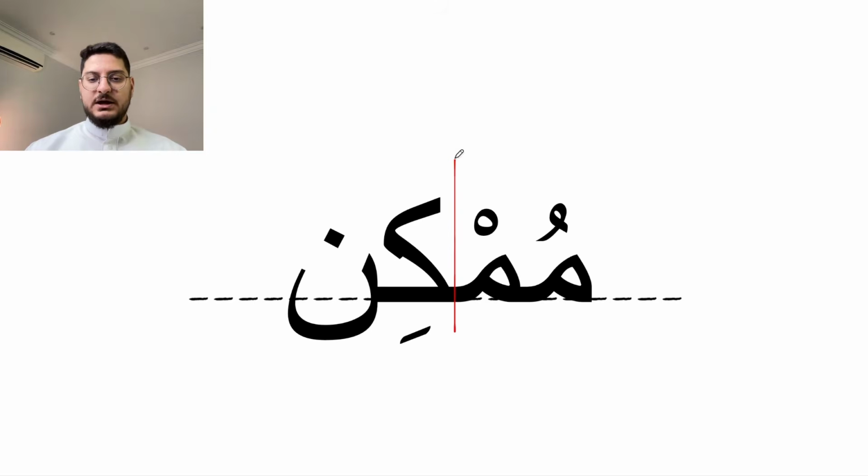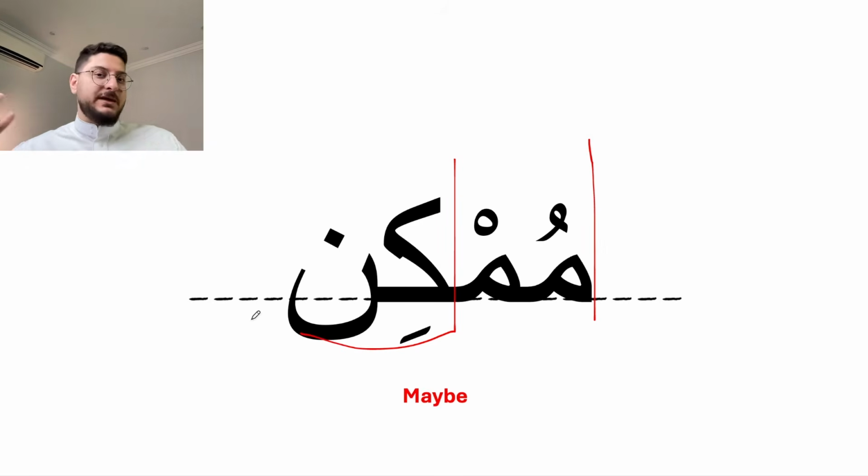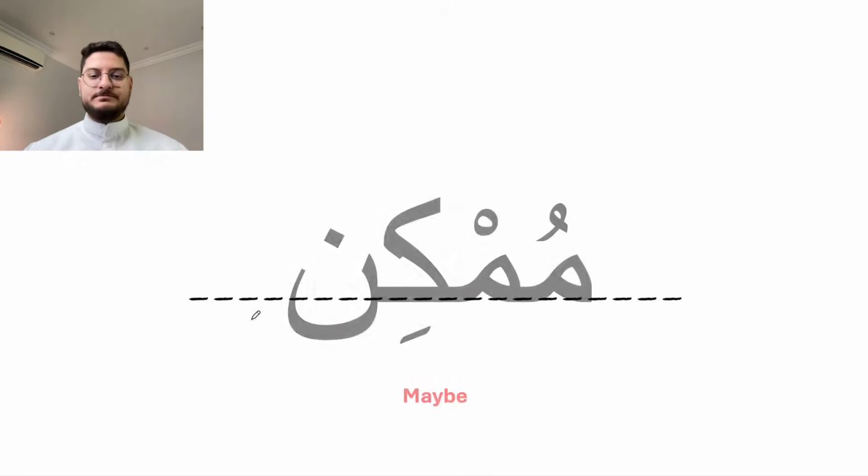Next word, let me split it into syllables. The first syllable has this letter doubled, right? So we see mu here, and then another m, but with no vowels. So it's mum, and then we see the ka with the kasra, so it's ki. Kin, mumkin, which means maybe.